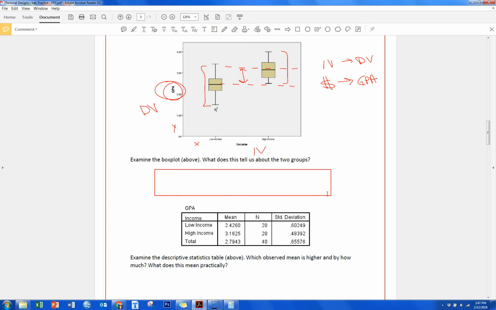So what does this tell us? The median GPA of the high income group appears to be much higher than the median GPA of the low income group.